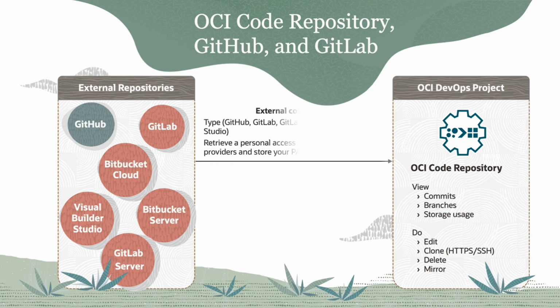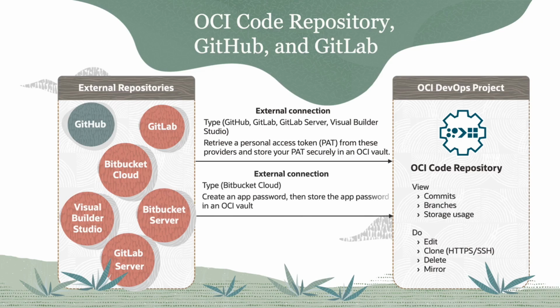So in order to mirror third-party repositories which are hosted on GitHub Enterprise Cloud, GitLab SaaS, GitLab Servers, and Visual Builder Studio, you will have to retrieve a personal access token, also known as PAT, from those providers and store your personal access token securely in an OCI vault.